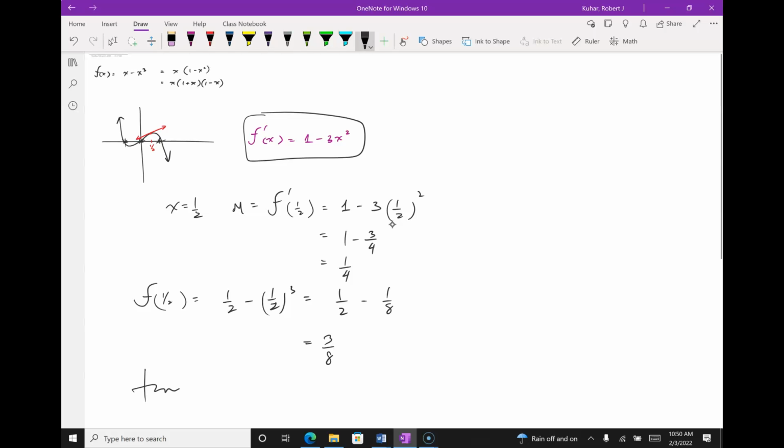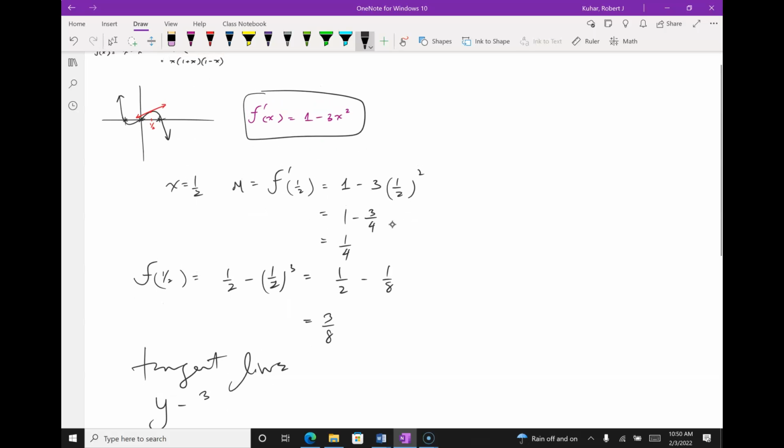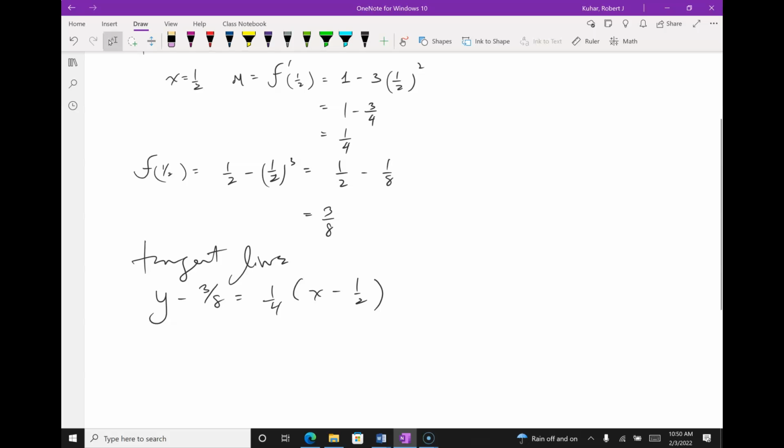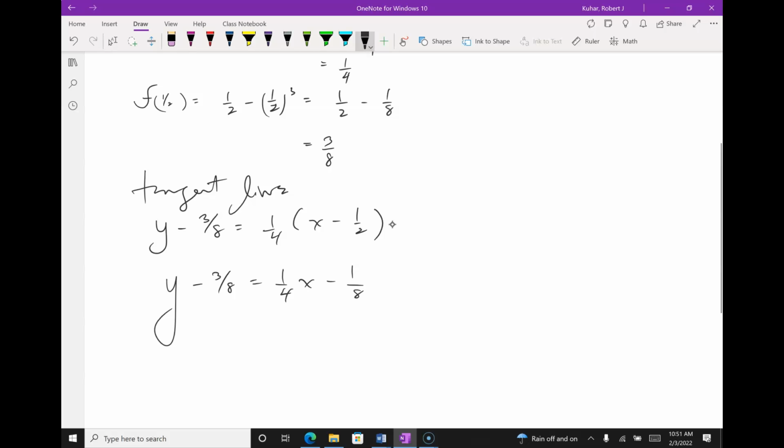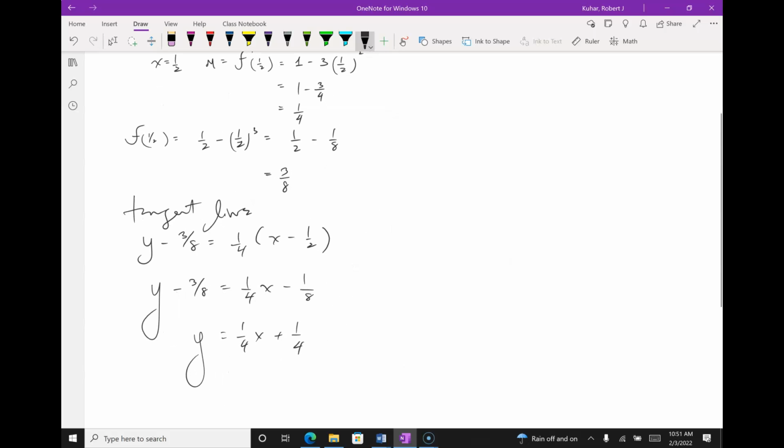So what's my tangent line? y minus 3/8 equals 1/4 all times x minus 1/2. I could make it look prettier, and I probably will ask you to do that. Prettier is questionable. What does it mean to be prettier? But it looks like I'm going to have y equals 1/4 x plus 1/4, right? You agree with that? Yes, we agree.